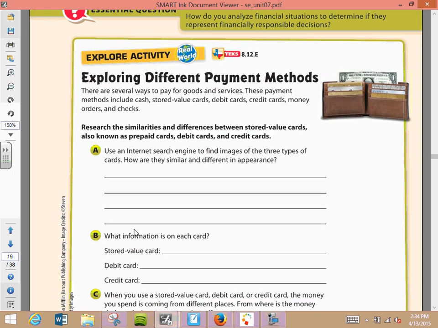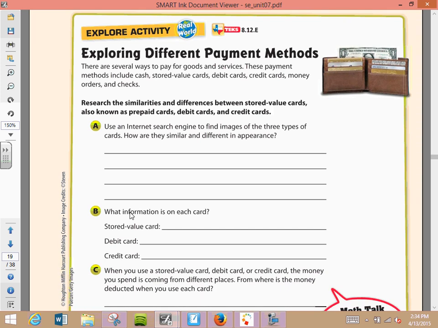For the next part, we're going to talk about store value cards, gift cards, debit cards, and credit cards. As I explained in my other period, a gift card is different than a store value card. For example, this is a gift card, but it's store value. Basically, I can only use this at Walmart. I cannot use it anywhere else other than Walmart.